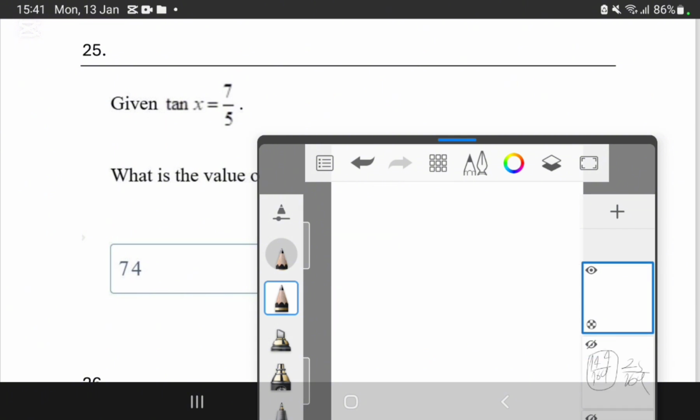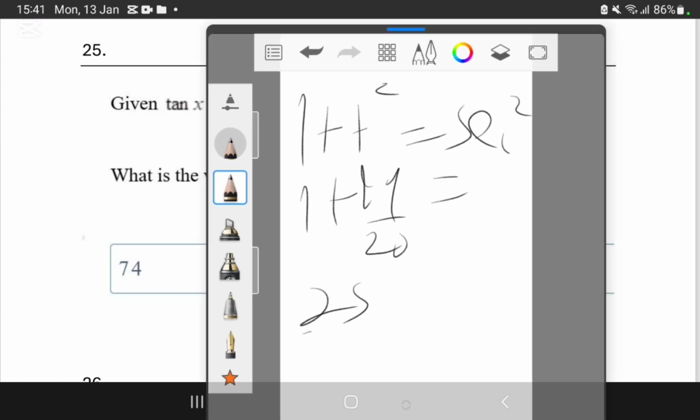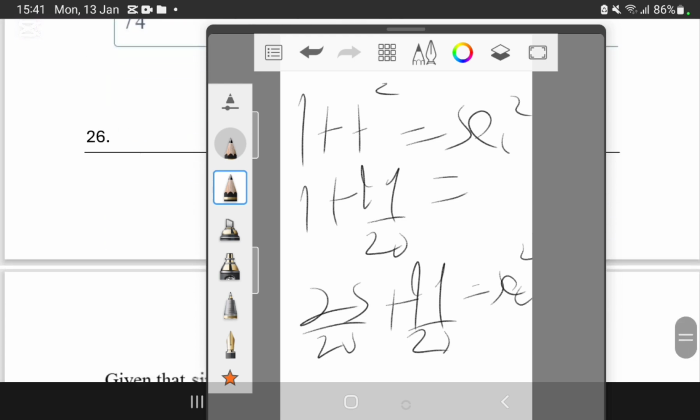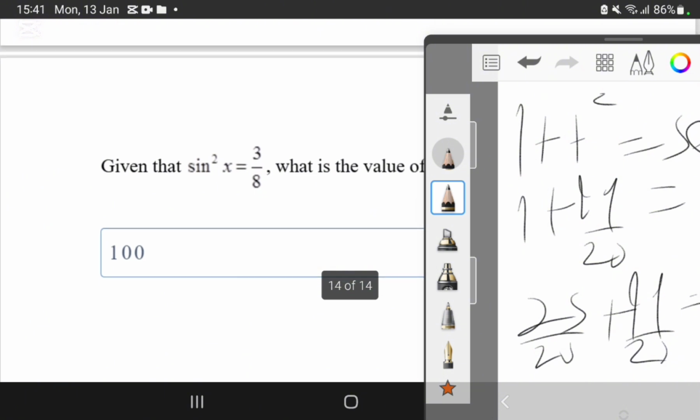We know that 1 plus tan squared, which I'll be calling t, is equal to secant squared. So 1 plus 49 over 25 is equal to secant squared, and then 25 over 25 plus 49 over 25 will give us 74 over 25.